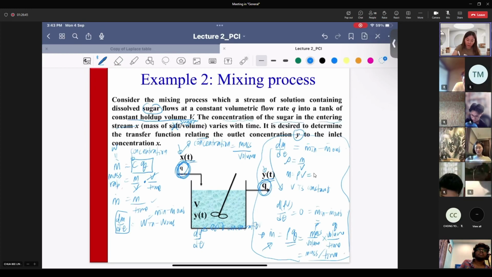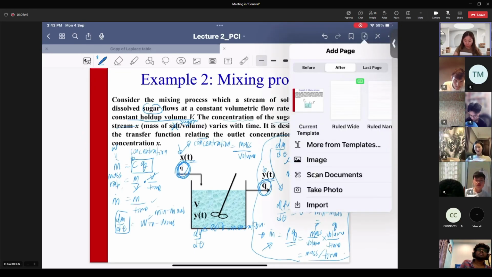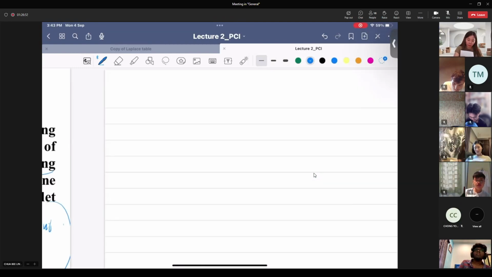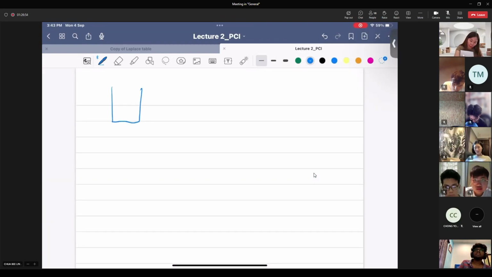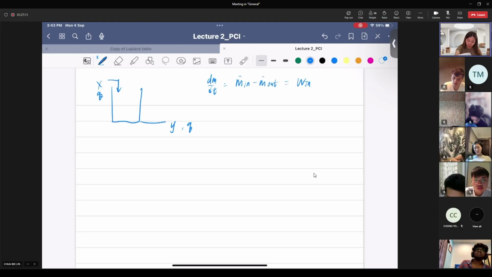So you'll be using the mass balance for this simple example. I'll be using this sketch a bit. Here, entering is X, exit is Y, volumetric flow rate is Q, volumetric flow rate also Q here. Okay, so you start with dm over dt equals mass rate in minus mass rate out, or if you prefer, W in minus W out. So this stands for the mass rate.